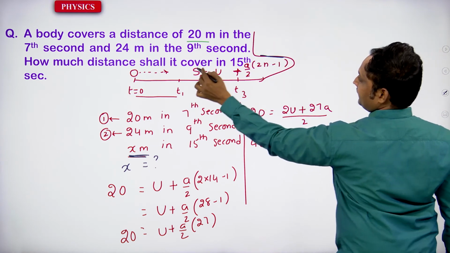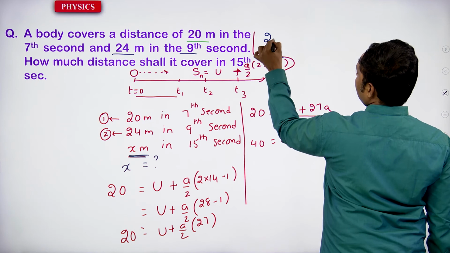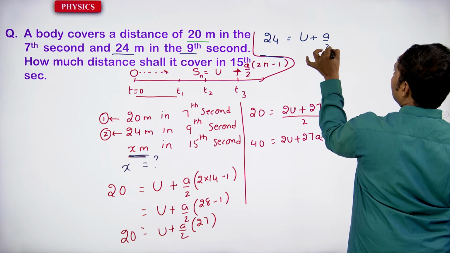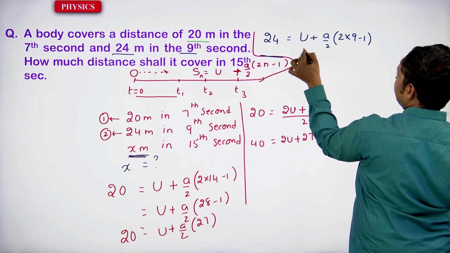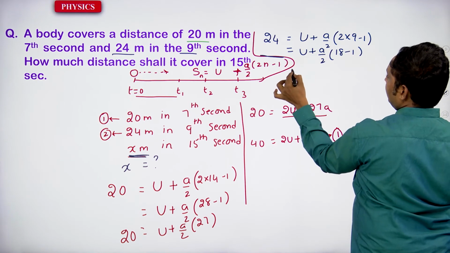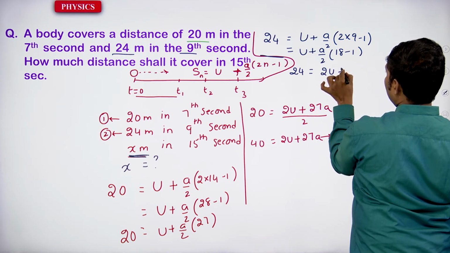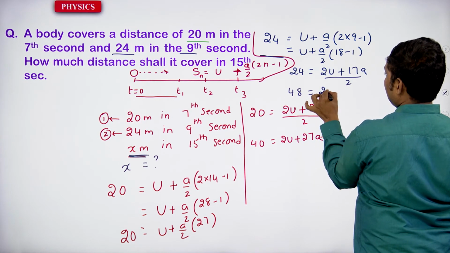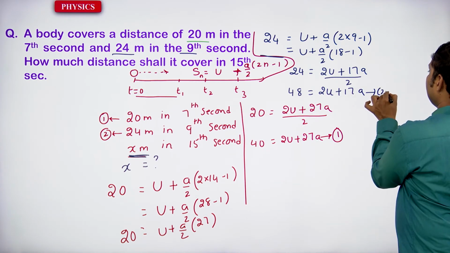Therefore, what about the distance what they have given, just you have to get the 24 meters, yeah, 24, that is equal to u plus A by 2 into 9th second, it is going to be 2 into 9 minus 1, it is very clear, u plus A by 2 into 18 minus 1, all right. Therefore, 24 is equal to 2u plus 17a by 2. Therefore, 48 is equal to 2u plus 17a. Okay, we are getting that, this is equation number 2.